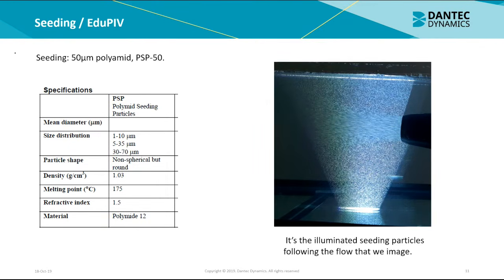This slide shows the seeding particles and some specifications about them. They're very small, ranging from 1 to 70 micrometers, and they're neutrally buoyant, which means they go along with the streamlines of the flow field. That means they don't alter the movement of the water or other fluid itself.